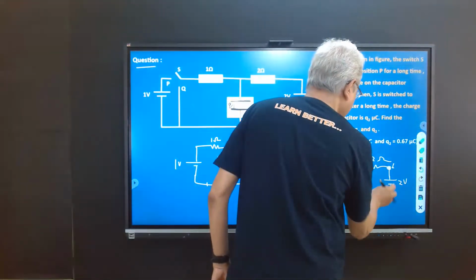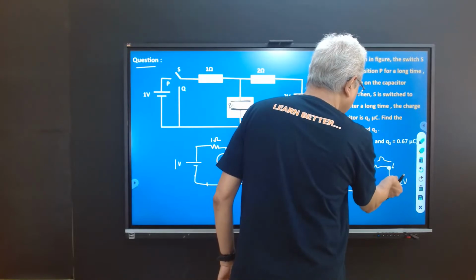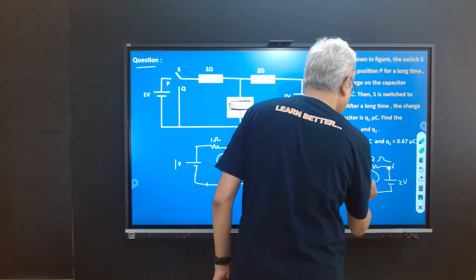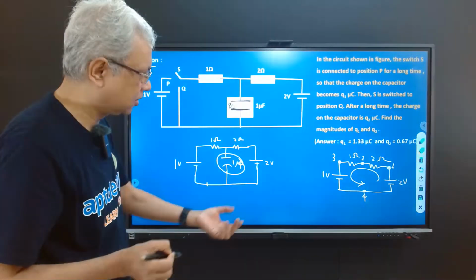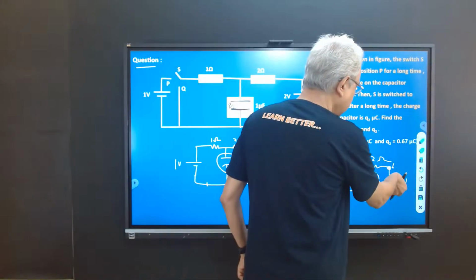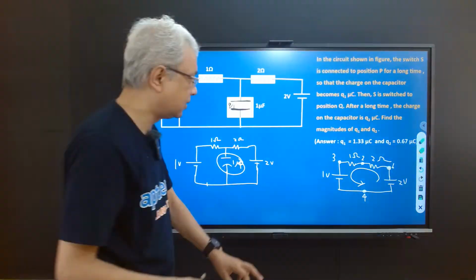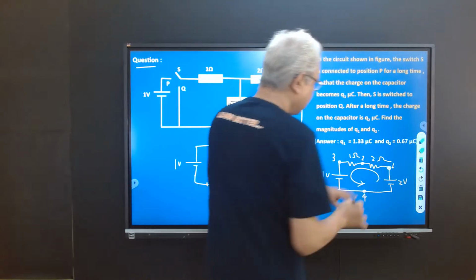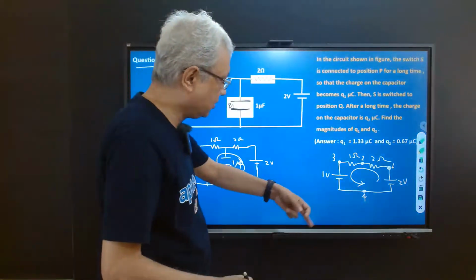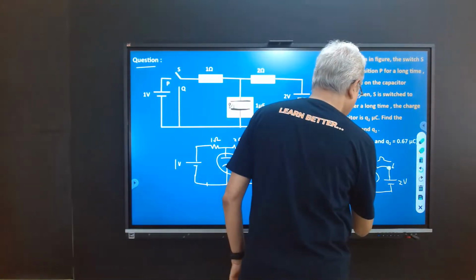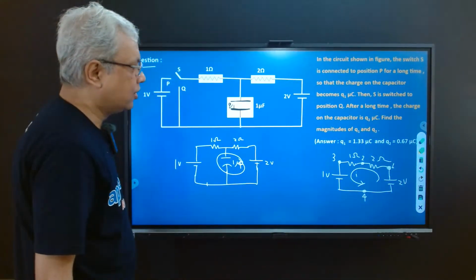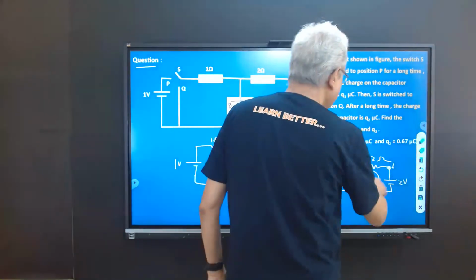Now, in this circuit, since it is a 2 volt battery here and a 1 volt battery here, the net voltage will drive a current in the anti-clockwise direction. This much you know, because this is the higher voltage battery and this is the lower voltage battery. So this will drive more current than this, and the net current flow will be in the anti-clockwise direction, and I write this current as I.